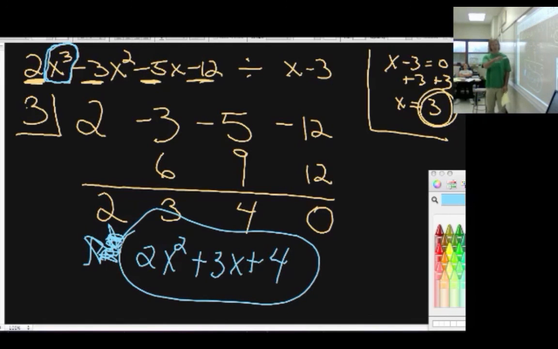That's a lot faster than long division, I think. Bring down the first number, multiply, add them up. Multiply, add them up. Multiply, add them up.